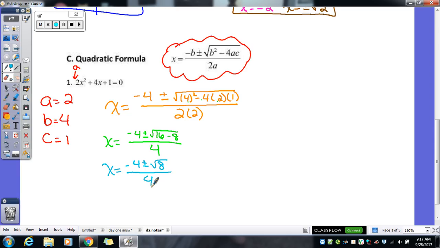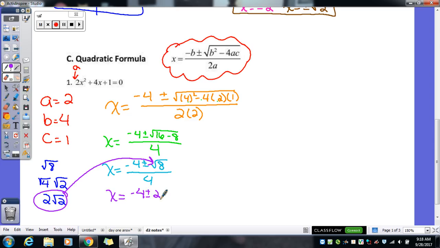So now we've got to simplify that radical. I always kind of like to step out over to the side. What's our perfect square that goes into 8? Yep, 4. And then 2. So the square root of 4 is 2, and then I keep my radical 2 there. So now I'm going to plug this in for that radical 8. So I have negative 4 plus or minus 2 radical 2, all over 4.